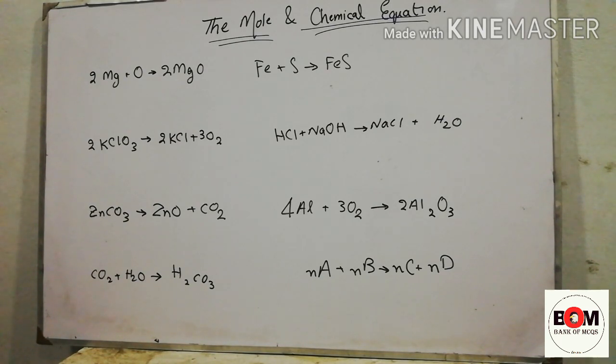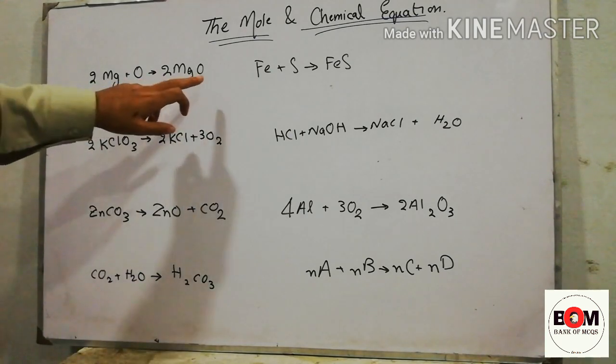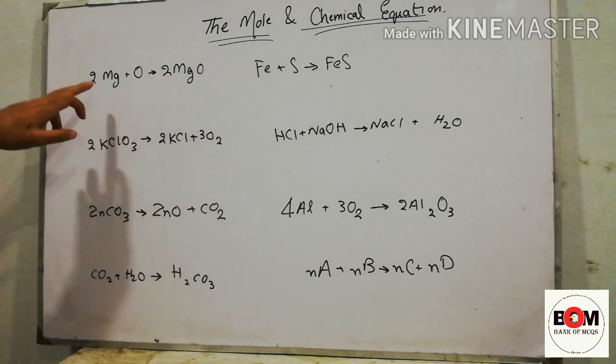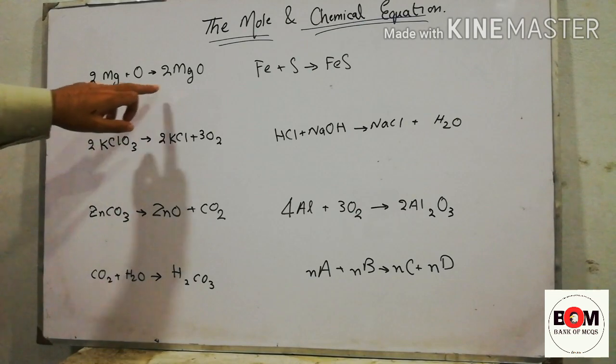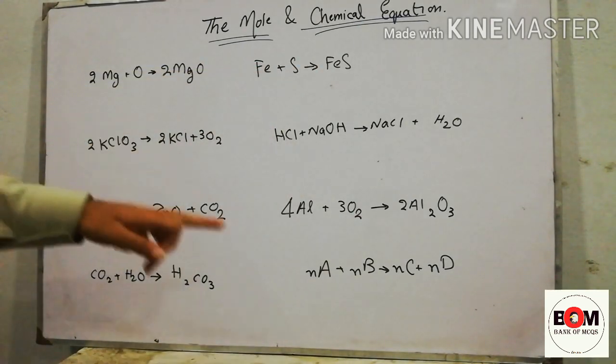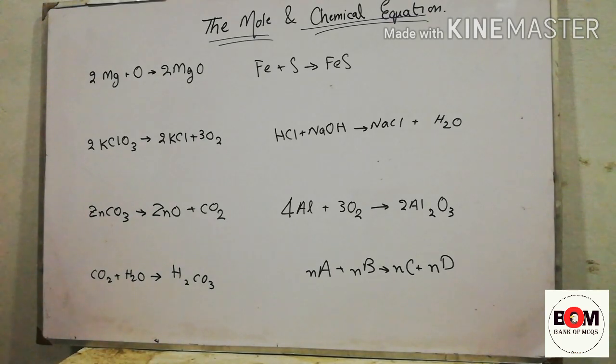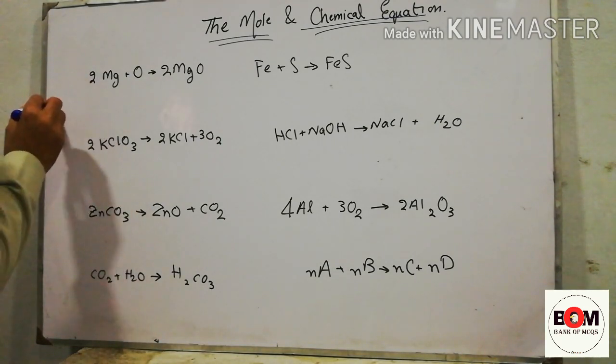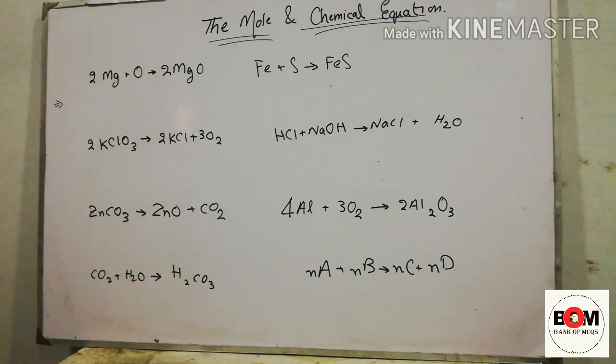So the first one is, in all of these MCQs, they will give us one equation in each MCQ or problem. Like they will give us 2Mg plus O2 gives 2MgO, or Fe plus S gives FeS, and so on. Now the first trick is that you have to understand what the question says. So here in the first equation, Mg reacts with oxygen and forms MgO.